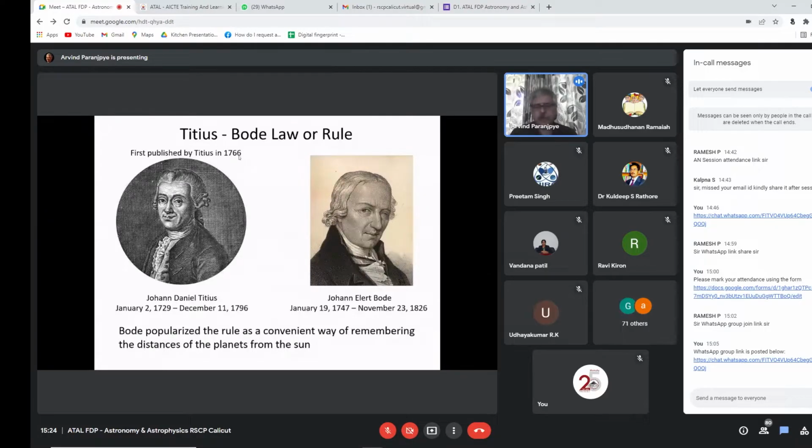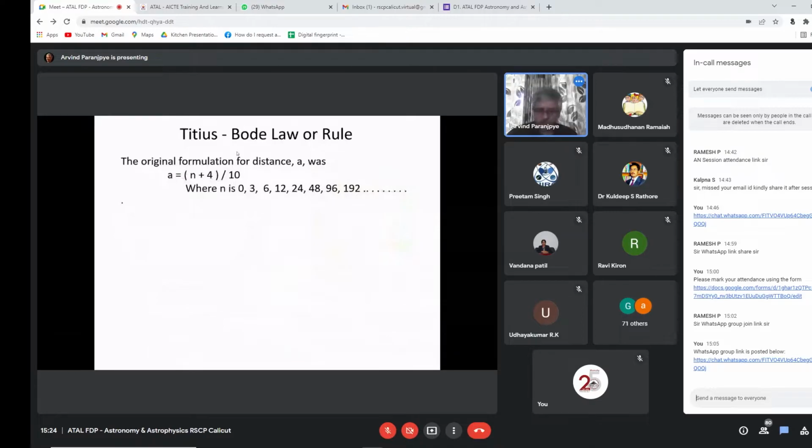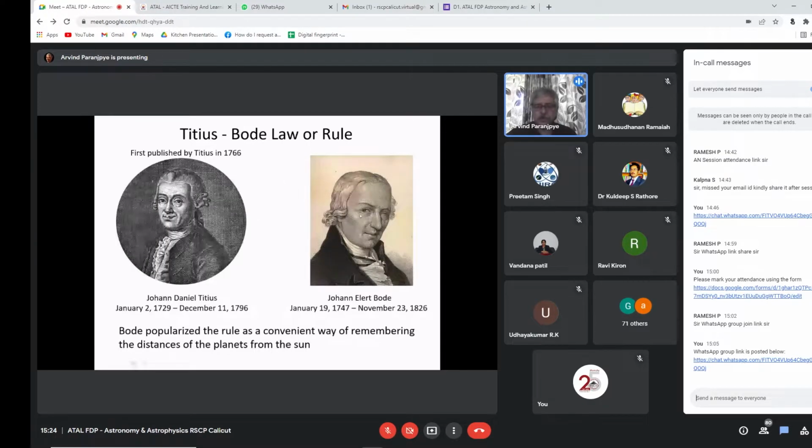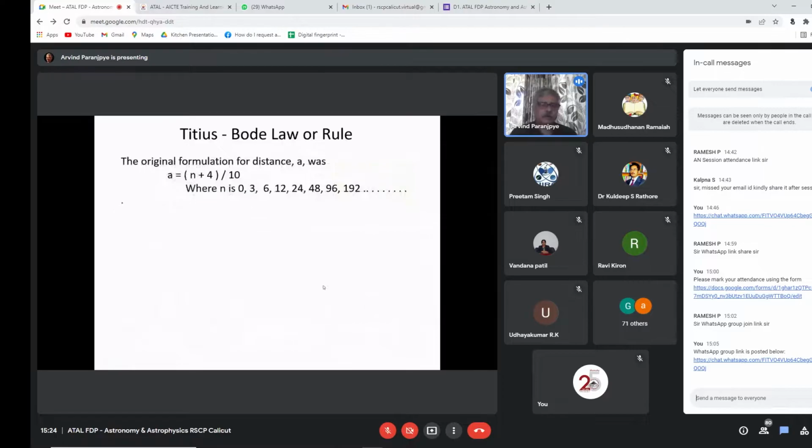1609 he had pointed, and then this is after that. Okay, so what was that rule? By the way, just to tell you that though Titius discovered the rule, it was Bode who actually made this particular rule very popular in public. And let's see what that rule is.